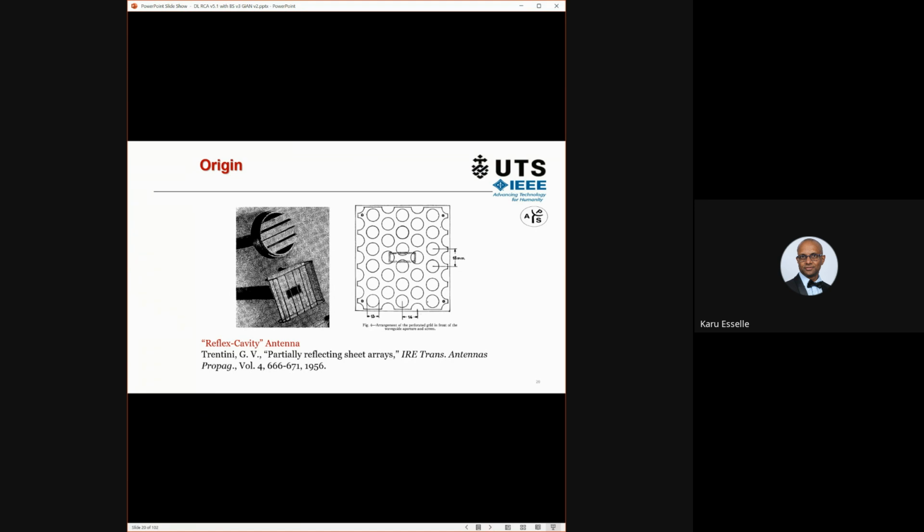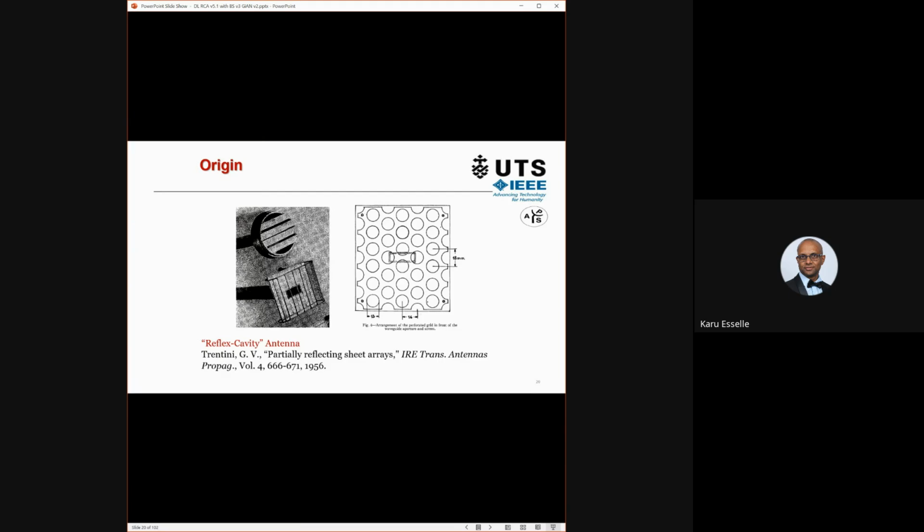Okay, this is the history. I believe this is the first paper on this topic, published in Transactions on Antennas and Propagation, but this was even before IEEE. Those days it was IRE, Institute of Radio Engineers, I think. The Transactions on Antennas and Propagation existed under the organization of IRE, not IEEE.